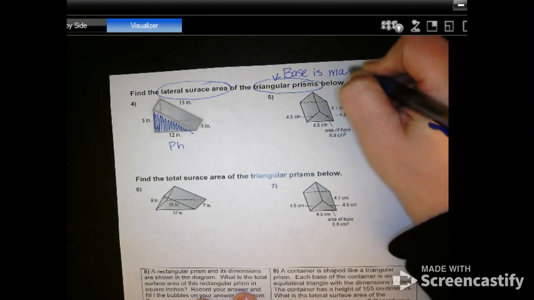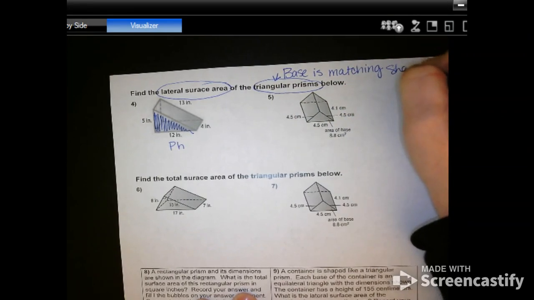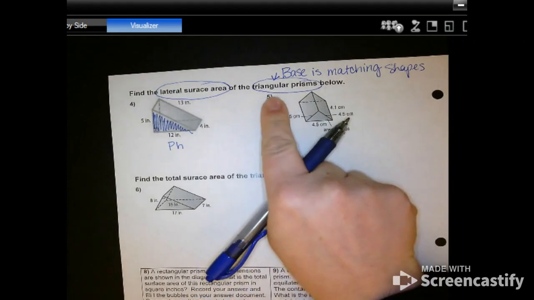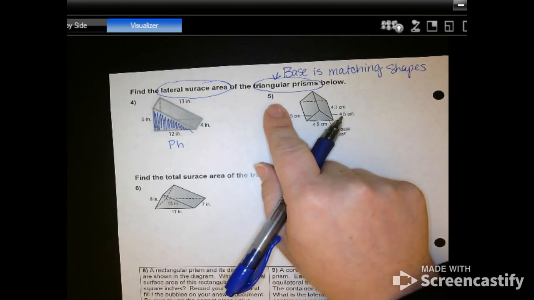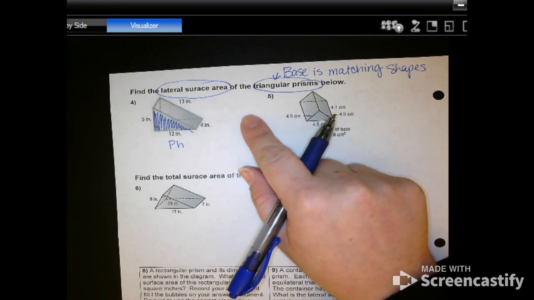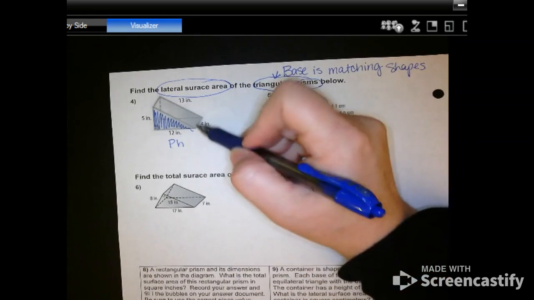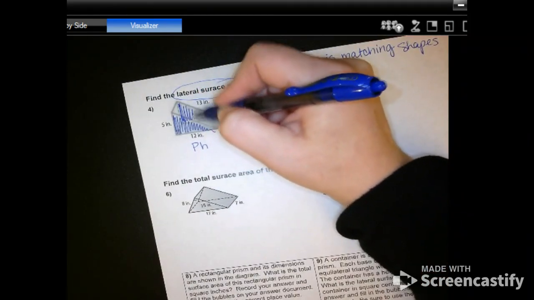Lateral. What is lateral? Whatever type of prism it is, that shape has to be your base. So if it was a hexagonal prism, the hexagon has to be your base. Since this is a triangular prism, the triangle has to be your base. Why couldn't it just be this one? Because if I used a rectangle... Like this one, like that triangle. It could. They're the same thing.